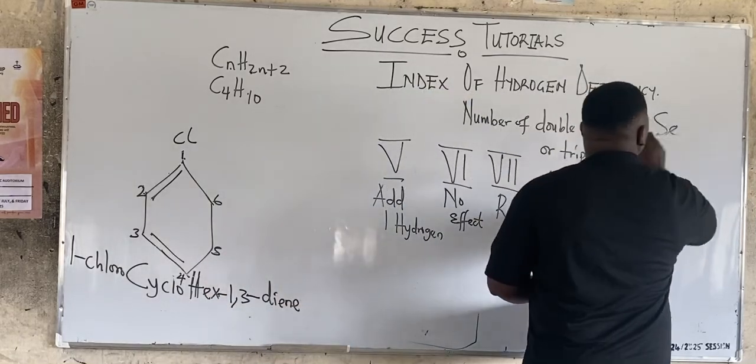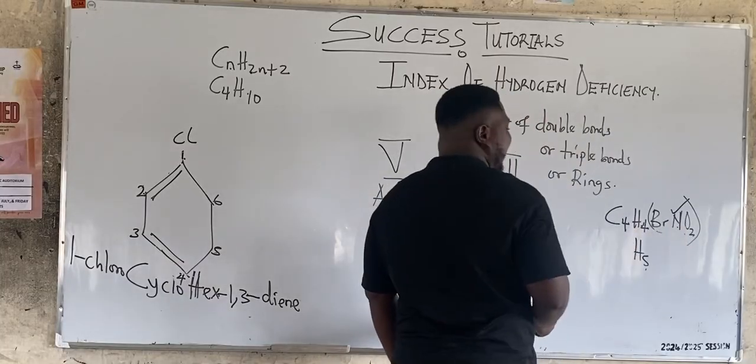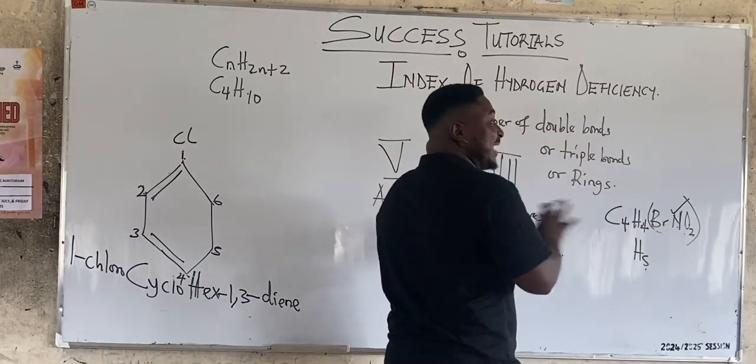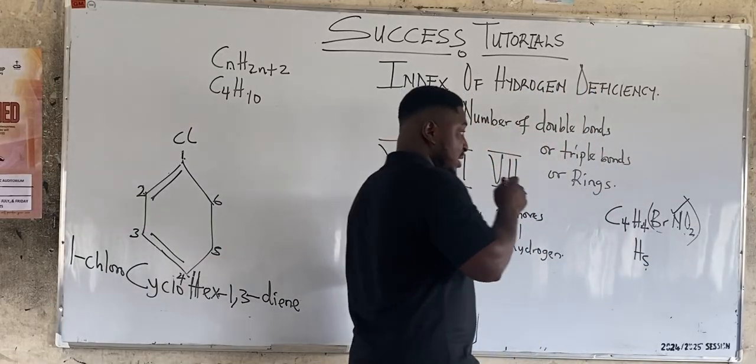Now, class, you need to go and get used to it. Class, nitrogen adds 1 hydrogen. Oxygen does not affect at all, right? So maybe you have 10 hydrogen here, it doesn't affect. What of group 7?